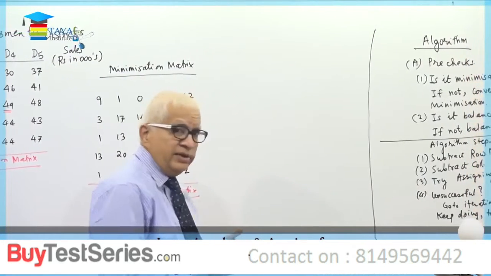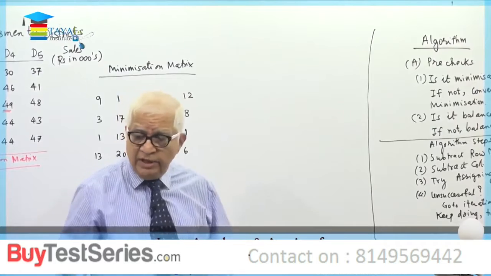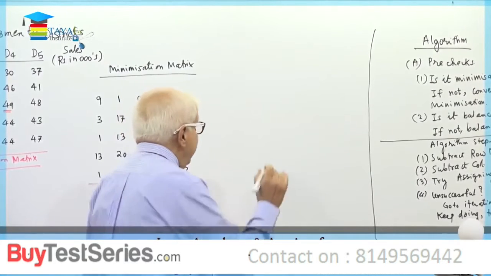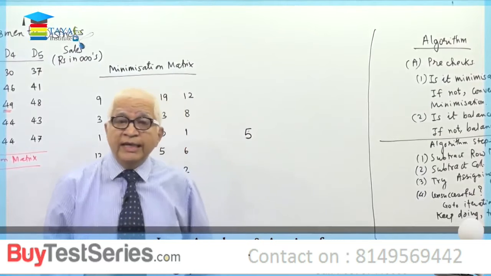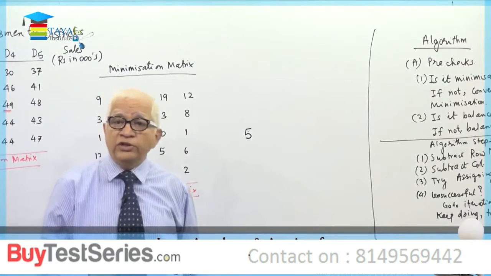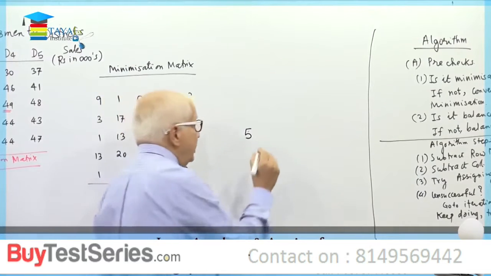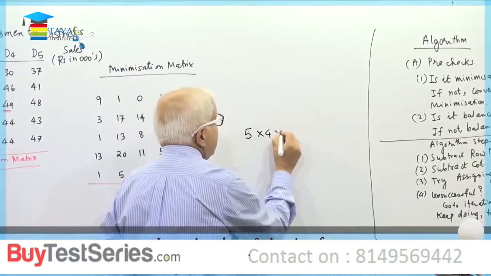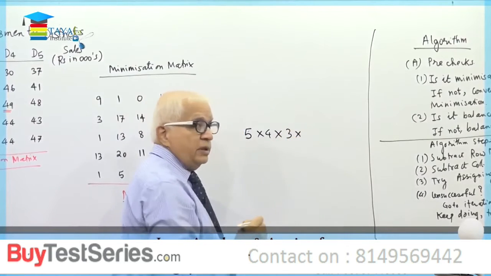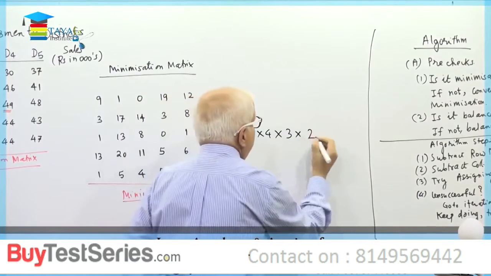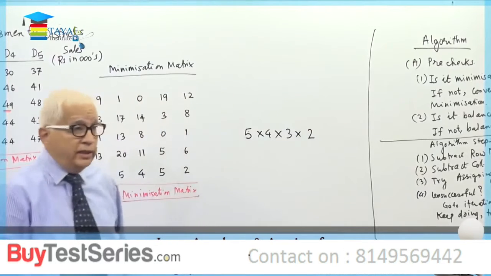For example, when I assign the first salesman, I can assign him in any one of the 5 ways. So one salesman is fixed. Next salesman, there are 4 districts remaining, so I'll be able to assign him in 4 different ways. Then next salesman, I'm going to assign him in 3 different ways. Next salesman, I'm going to assign him in 2 different ways. Now see, this is how much?